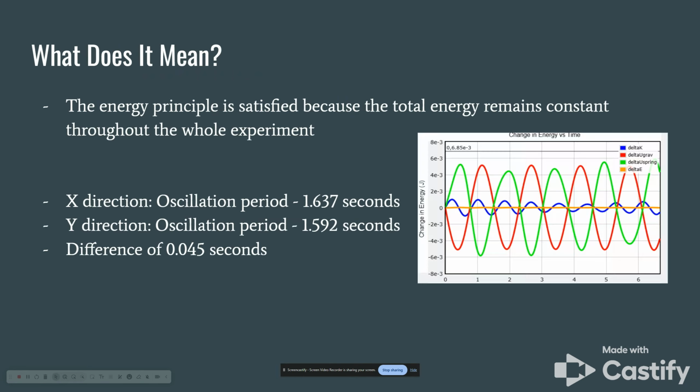So what does it mean? As you can see from the graph right here, the energy principle is satisfied because the total energy remains constant throughout the whole experiment. This orange line, which is the change in energy, does not increase or decrease. And then for the oscillation periods, we found it's 1.637 seconds, and the y direction is 1.592 seconds, with a difference of 0.045 seconds. Like I said earlier, this is likely due to other forces being at work.